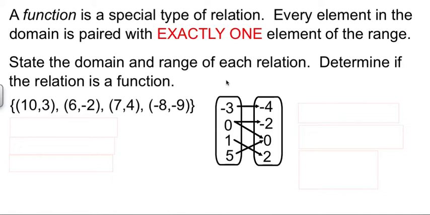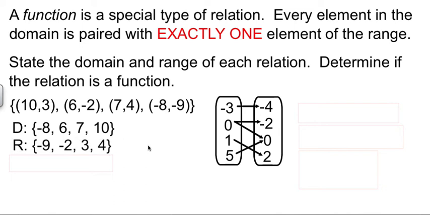So they're going to ask us, given a couple of different mappings here, to state domains and ranges for each relation, and then decide if we're looking at a function. In our first one here, we have a set of ordered pairs. We can see the domain: 10, 6, 7, and -8. Again, I put them in order. You can see the range: 3, -2, 4, -9. And again, I put them in order.